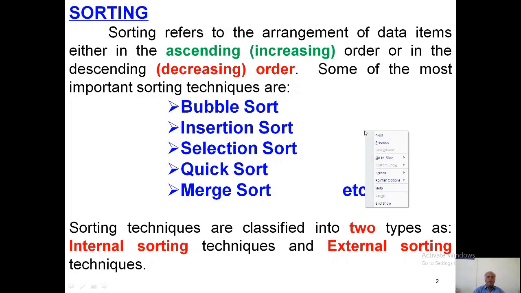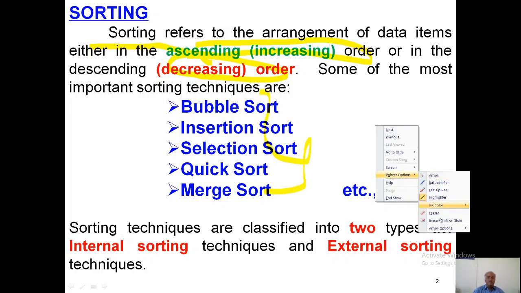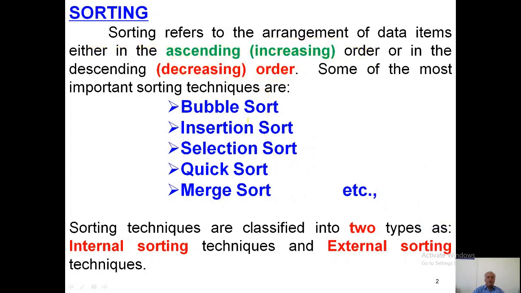Sorting refers to the arrangement of elements either in ascending order or in descending order. Some of the important sorting techniques are bubble sort, insertion sort, selection sort, quick sort and merge sort. All these are important sorting techniques.